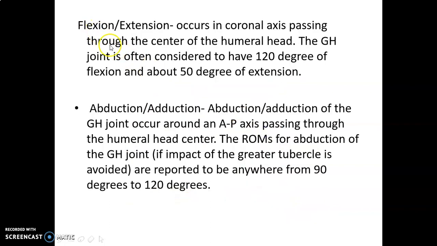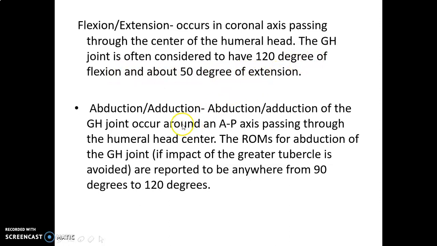When we elaborate on that, flexion extension occurs around the coronal axis passing through the center of the humeral head. That means it happens in a sagittal plane. The axis should pass through the center of the humeral head as well as the center of the glenoid fossa. The glenohumeral joint is often considered to have a maximum of 120 degrees of flexion and about 50 degrees of extension.